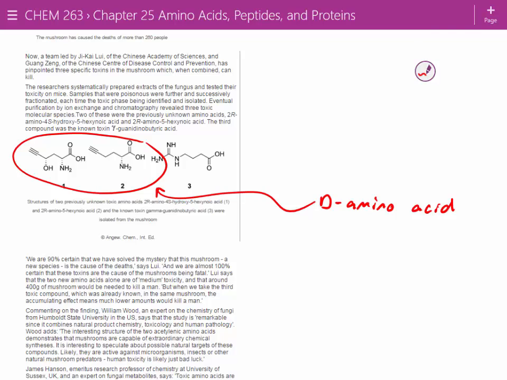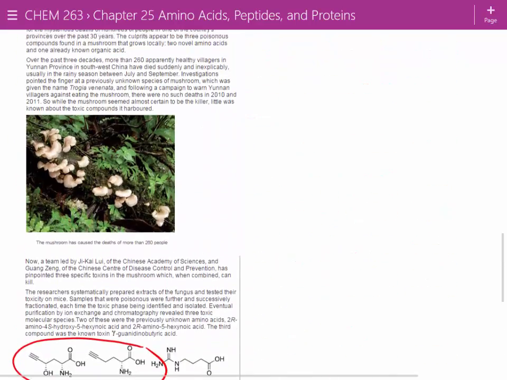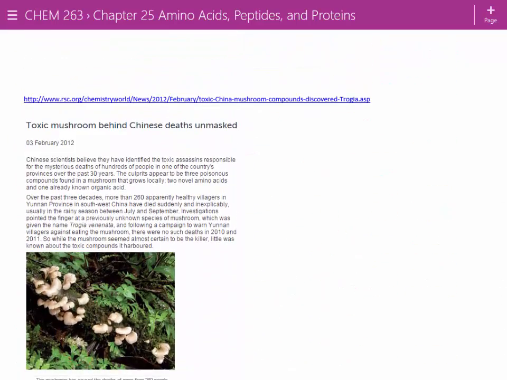Why do people keep eating them if people are dying? Honestly, people do that here too. They don't know what they're picking. So it's just mushroom identification. If you do want to read about this too, I put the link on here. It's kind of interesting.